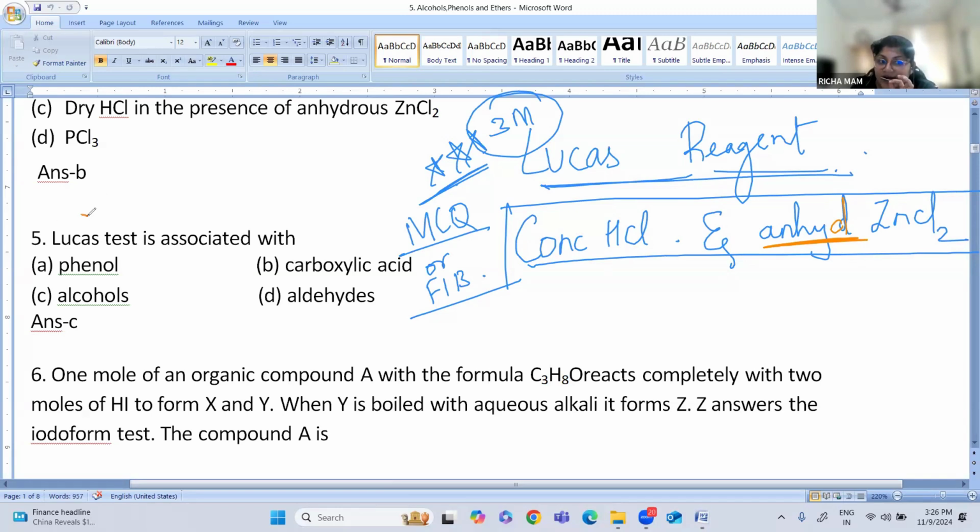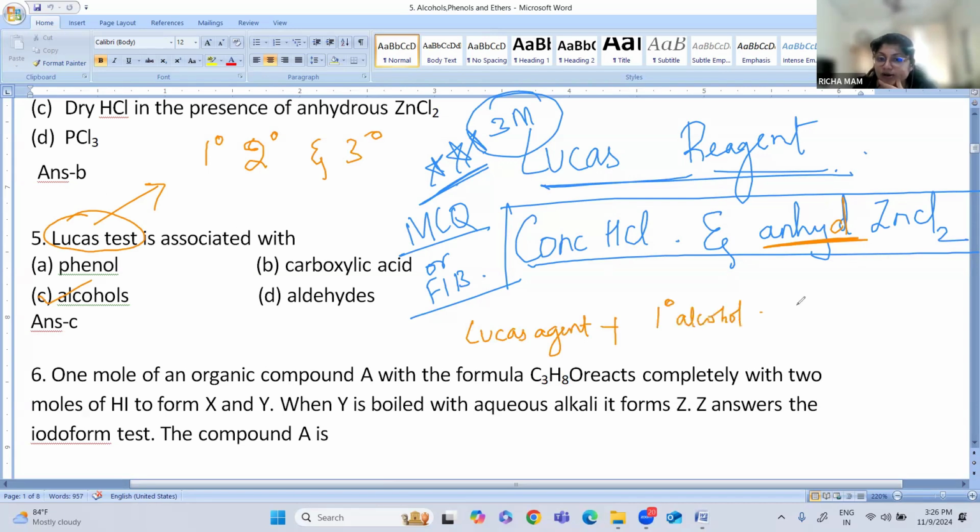Now, why is Lucas reagent used? For differentiating the alcohols between primary, secondary, and tertiary. And how are you going to differentiate them? When you react Lucas reagent with primary alcohol, it will give you no PPT. What is PPT? PPT means insoluble mass.